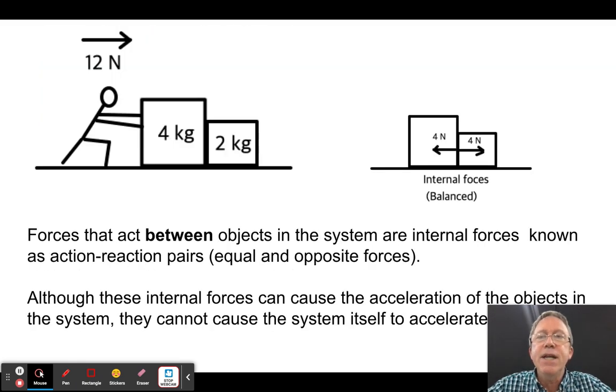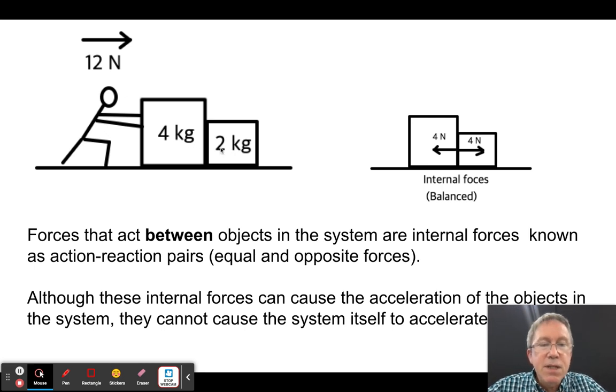So here you go. I've got a system here. This system is just going to be comprised of two objects, a 4 kilogram box and a 2 kilogram box. That's my whole system here. The floor is not part of it. The person's not part of it. The world's not part of it. Just these two boxes.